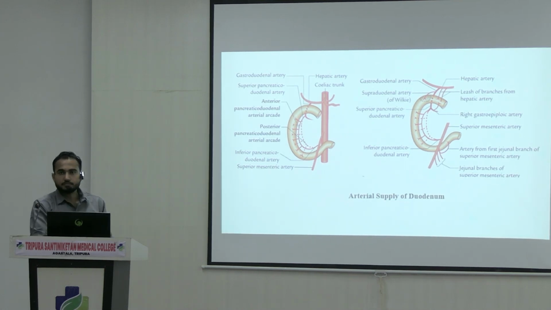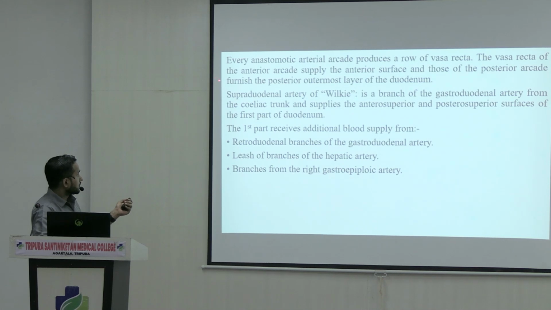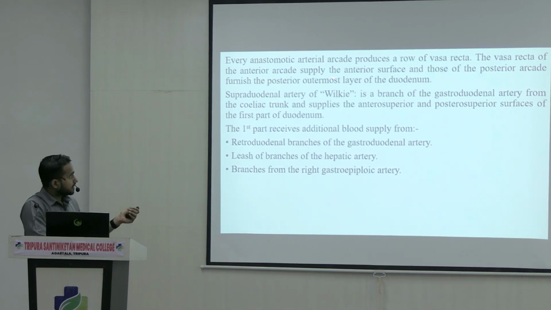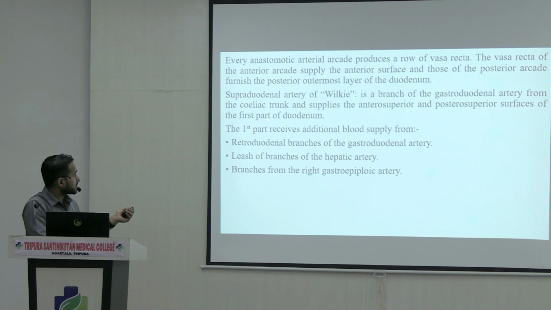Next, additionally, the first part of the duodenum is getting blood supply. Additional branches are there which are supplying blood to the first part of the duodenum. Now, that is the supraduodenal artery of Wilkie. That is a branch of the gastroduodenal artery, which comes from the celiac trunk, and supplies the anterosuperior and posterior surface of the first part of the duodenum. So these are some additional blood vessels for the first part of the duodenum.